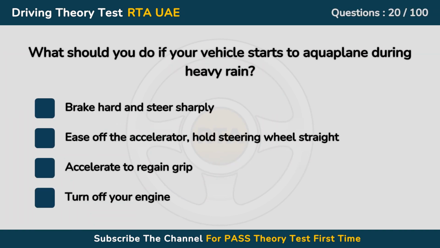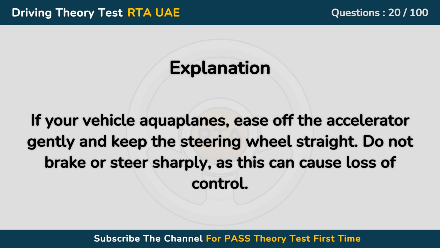Question 20. What should you do if your vehicle starts to aquaplane during heavy rain? A. Brake hard and steer sharply. B. Ease off the accelerator, hold steering wheel straight. C. Accelerate to regain grip. D. Turn off your engine. Answer is B. Ease off the accelerator, hold steering wheel straight. If your vehicle aquaplanes, ease off the accelerator gently and keep the steering wheel straight. Do not brake or steer sharply, as this can cause loss of control.